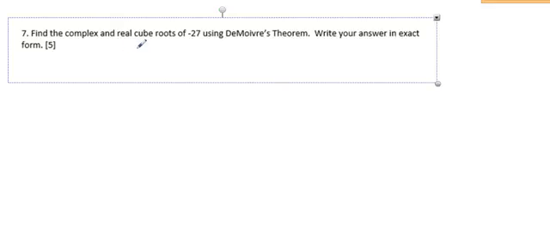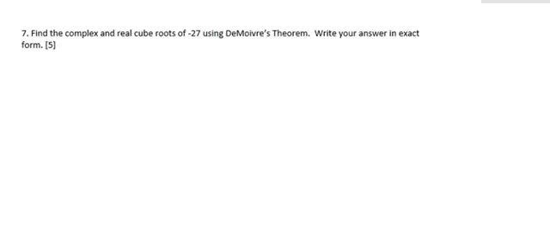So find the complex and real cube roots of negative 27 using de Moivre's theorem. So negative 27. First, let's write that as a plus bi. So that's negative 27 plus 0i. So we know a is negative 27. We know b is 0.